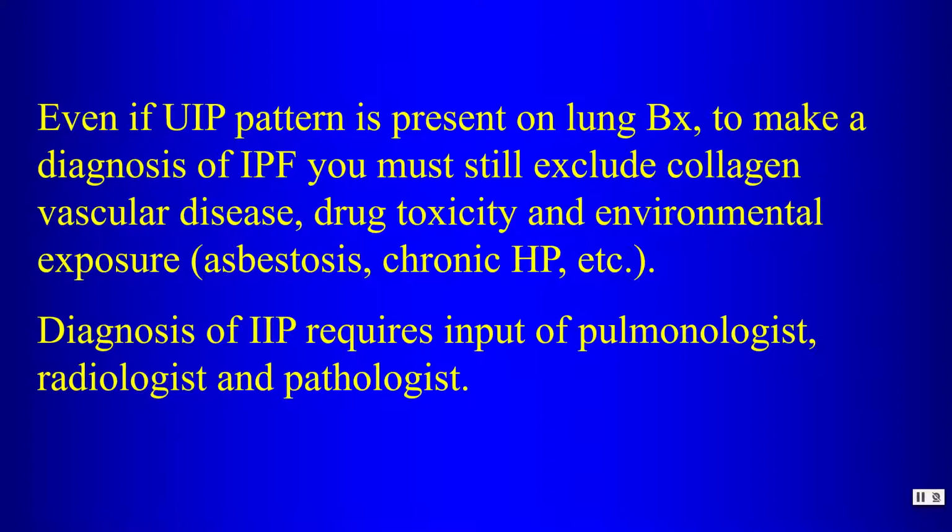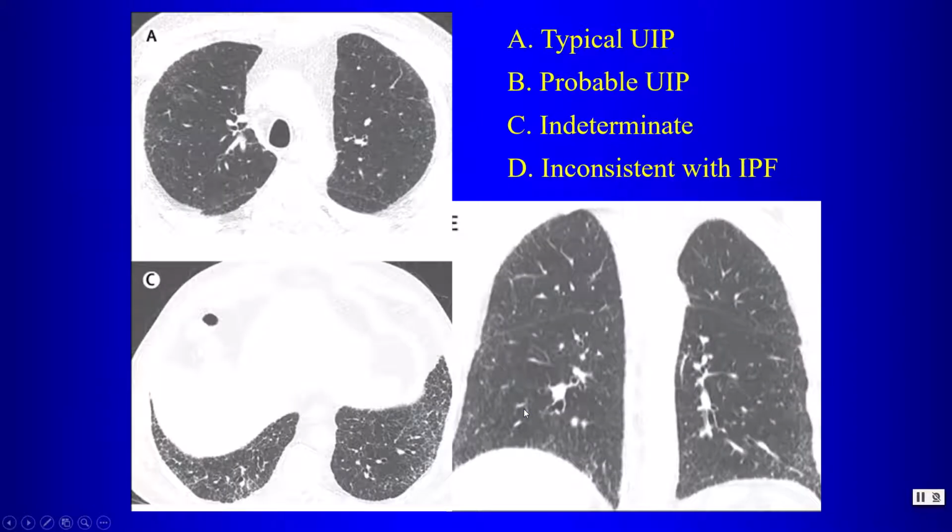So the diagnosis of an idiopathic interstitial pneumonia usually requires the input of the pulmonologist, radiologist, and pathologist. So if I show you a CT scan like this and I ask you, is this a typical UIP pattern, a probable UIP pattern? Is it indeterminate for UIP or is it inconsistent with UIP? This is the decision that the radiologist has to make when looking at an abnormal high-resolution CT scan.